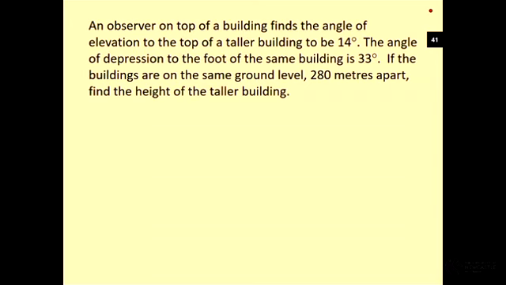An observer on top of a building finds the angle of elevation to the top of a taller building to be 14 degrees. Okay, two buildings. The angle of depression to the foot of the same building is 33. So he's both looking up to the top of that one and down to the bottom of that one. Buildings on the same ground level. We know the distance between them.